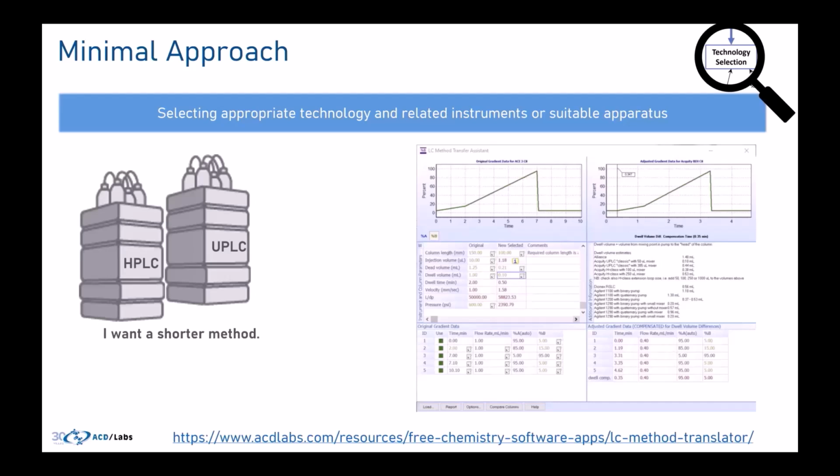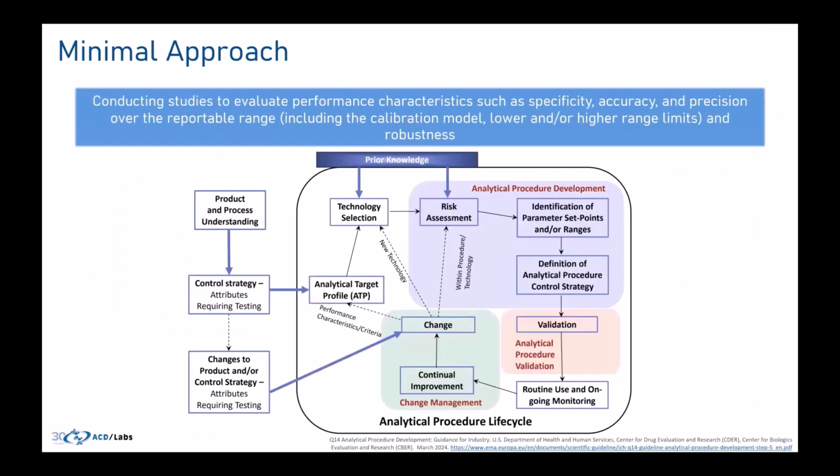So the next item is conducting studies to evaluate performance characteristics such as specificity, accuracy, and precision over the reportable range, including the calibration model, lower and or higher range limits, and robustness. So this falls under risk assessment as well as validation.